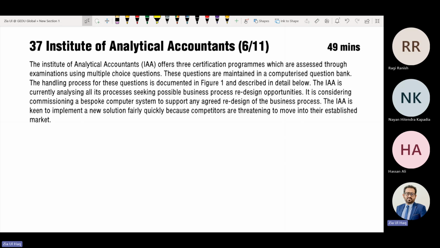Can they implement bespoke quickly? Bespoke quickly? No, bespoke, you need to design from a software house that requires design time. You cannot implement quickly. Packages are generic, you can implement quickly. Because competitors are threatening to move into their established market. That's why they need to change the system quickly. Once the competitors enter into the market, then things will be difficult to manage.